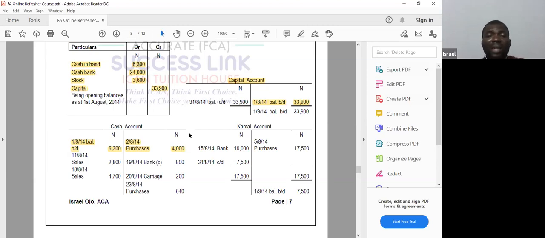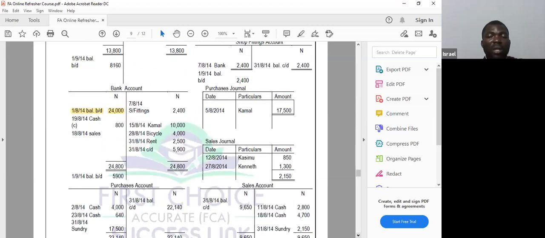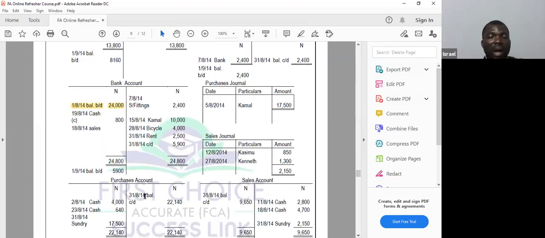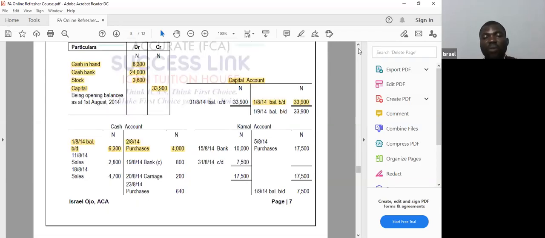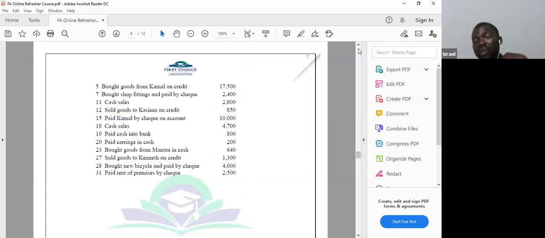Then after that, I will need to open another account. Remember, this is just one single entry, so I need to open a second account to do the second leg. The second account that we're going to open here is what we refer to as the purchase account. Once I open my purchase account, am I debiting or crediting? I will debit, because I've credited my cash account. So I'll debit with 4,000. It means that I've posted that transaction for that day.